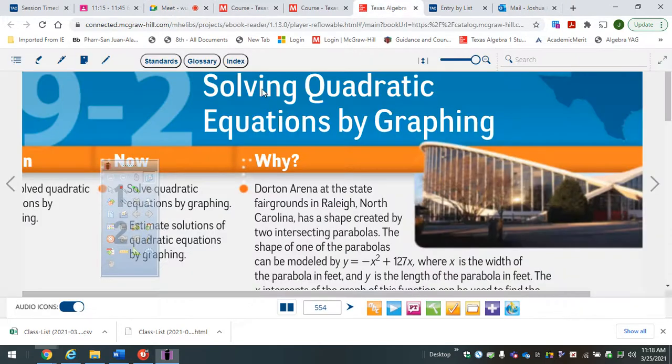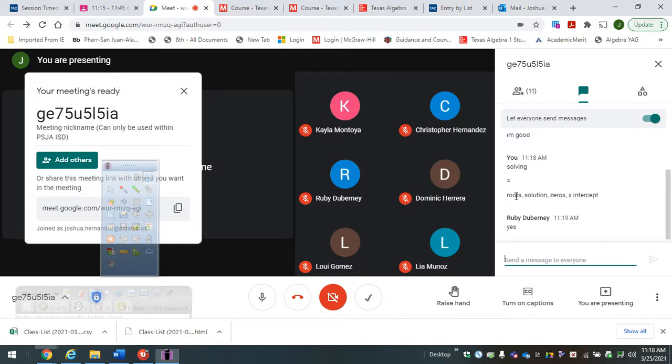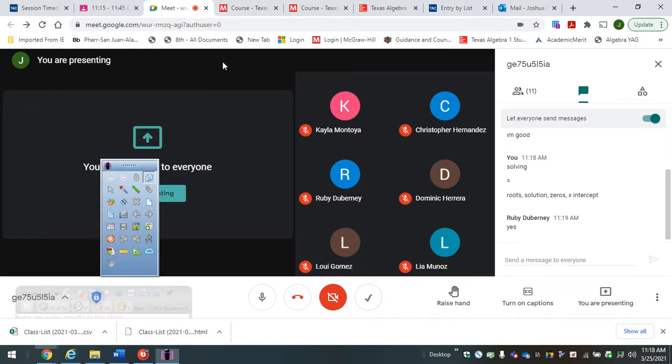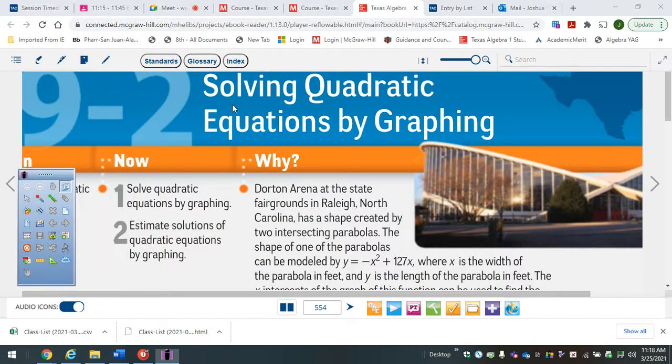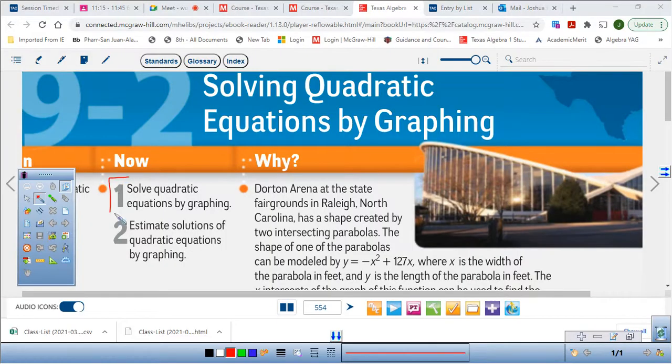So let's go. We want to solve, we want to do what? We want to find the roots, the solution, the zeros, and I like the x-intercept more than anything. You understand that? We want to find the x-intercept of these things. So let's look at this real quick. Write numbers 1 and 2. Solve quadratic equations by graphing and estimate. Actually, we're not going to estimate much today. We're going to use the calculator to get us the right answer.